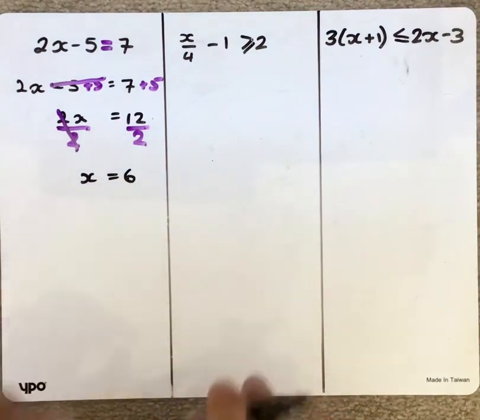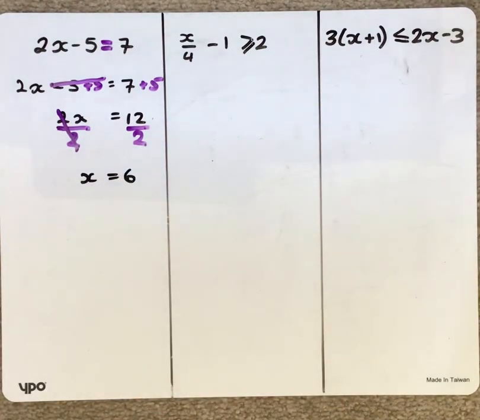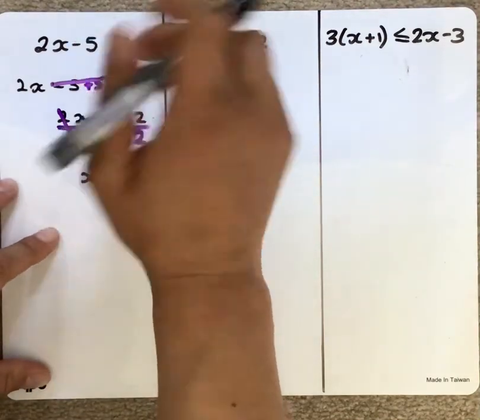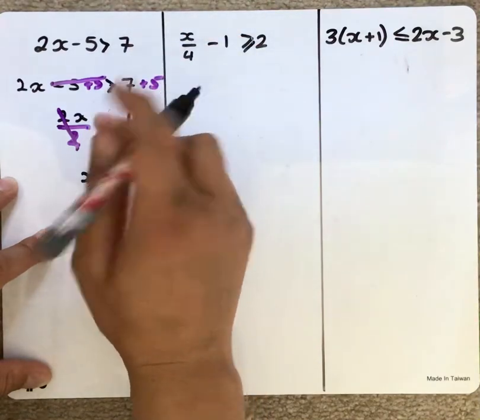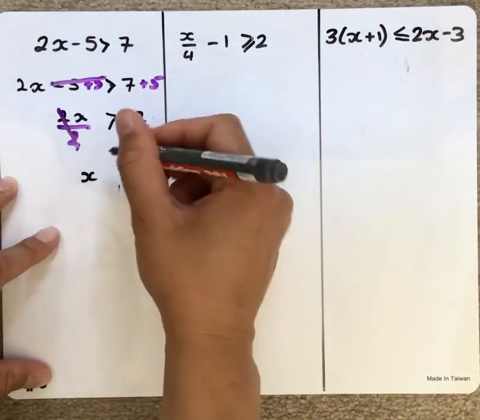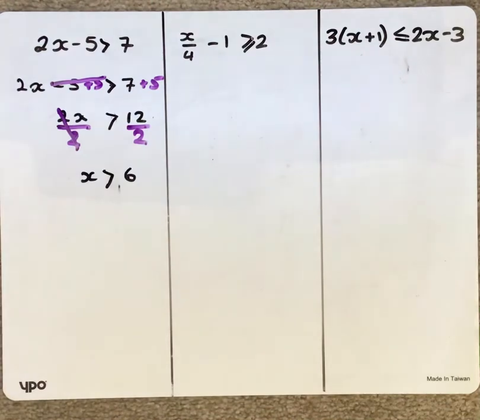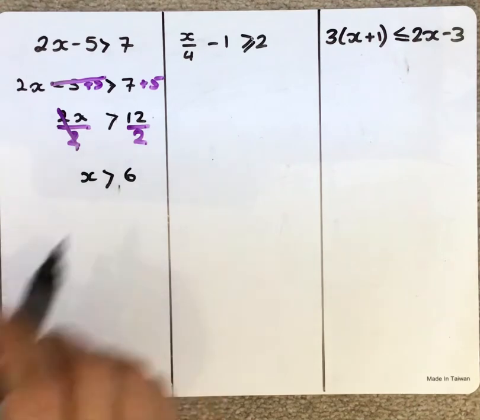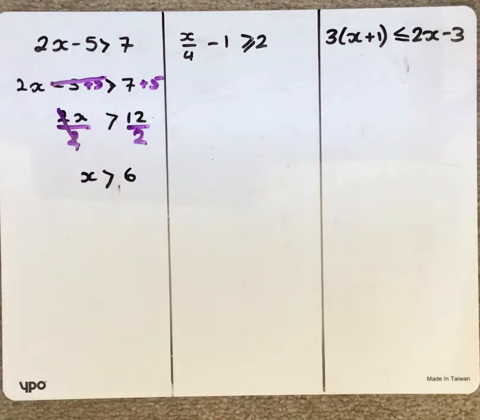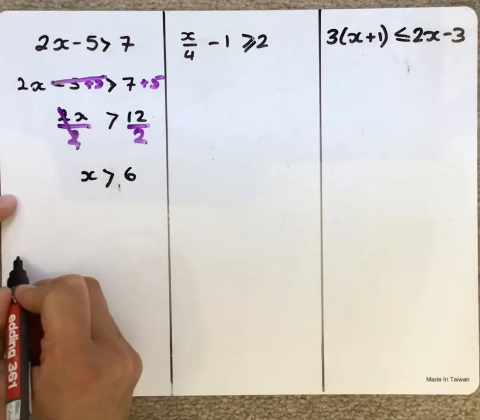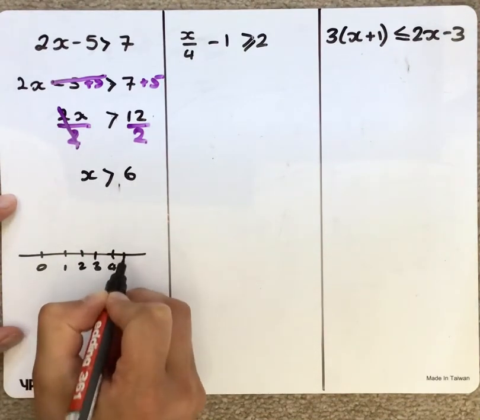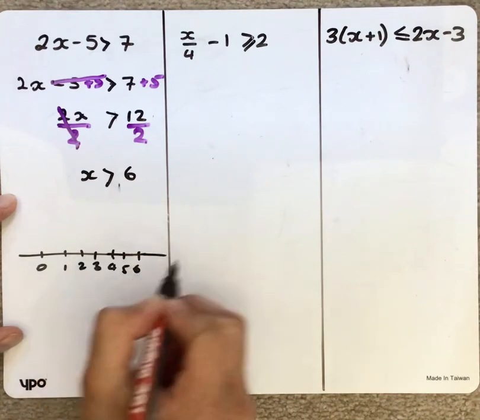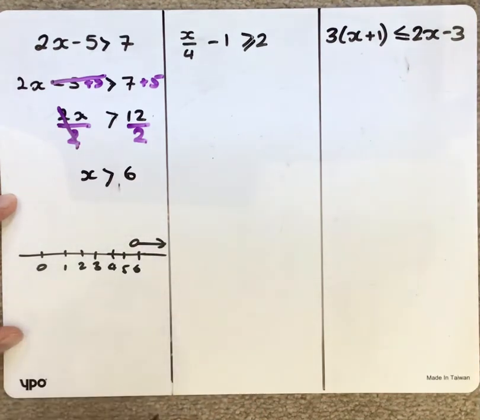That's exactly the same method for an inequality, except instead of having the equal sign all the way through, we will have the inequality symbol. So this tells us if we know that 2x minus 5 is bigger than 7, then what we know about x is that it is bigger than 6. So if I needed to show x on a number line, I would know that x is anywhere bigger than 6.